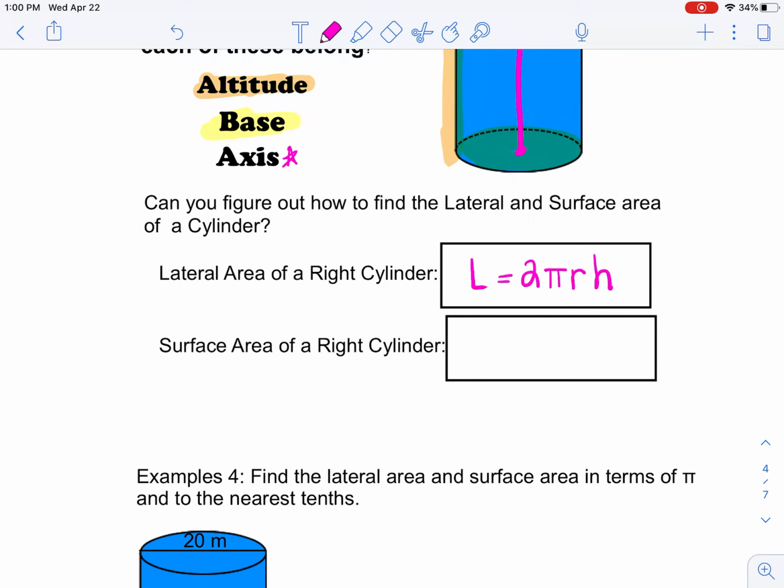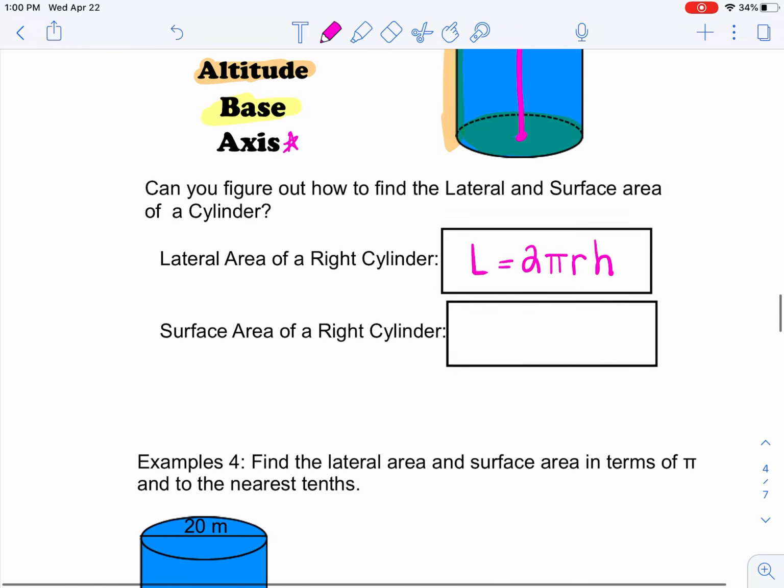Okay, remember, circumference is another word for perimeter, and this is circumference right here. So that's why it's a similar formula.